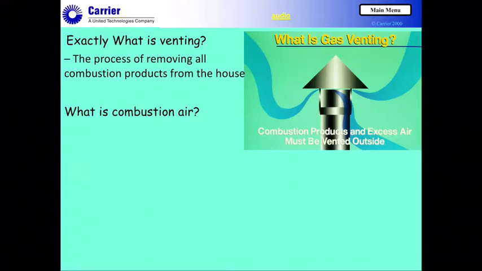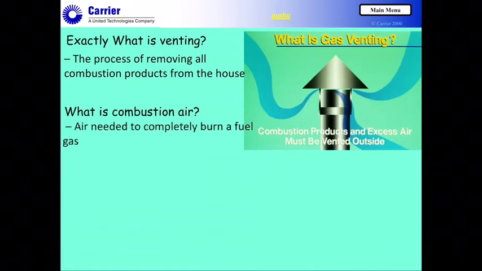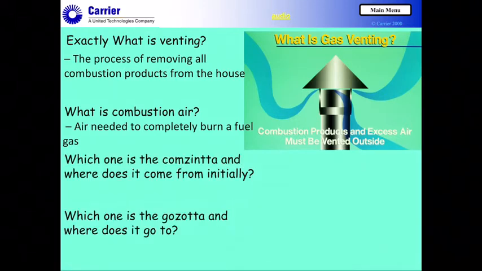We know what venting is, but what goes into venting? What are the products? Well, we know that there's combustion air, and we have to have combustion air in order to burn properly. Essentially, combustion air is considered any of the air that is needed to completely burn that fuel into proper combustion. So we always look at one of them as being the intake, where does that come from, and which one is the exhaust, and where does that go to? Let's take a look at that.